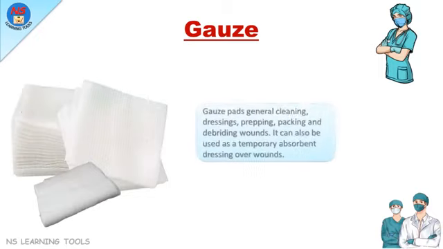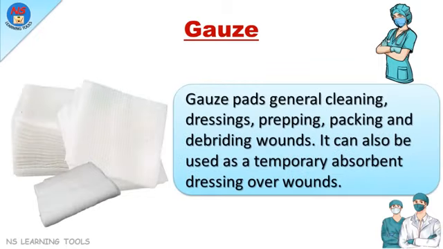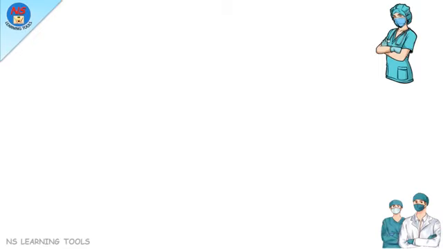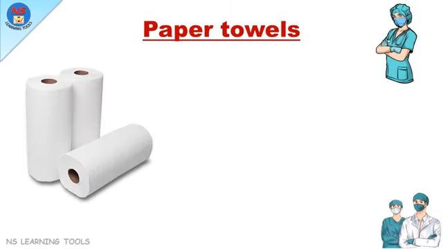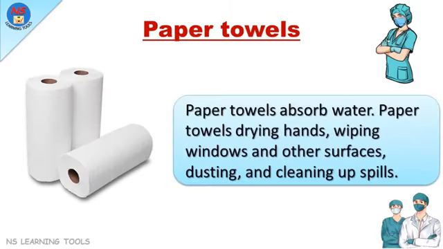Gauze. Gauze pads are used for general cleaning, dressings, prepping, packing, and debriding wounds. It can also be used as a temporary absorbent dressing over wounds. Paper towels. Paper towels absorb water. Paper towels are used for drying hands, wiping windows and other surfaces, dusting, and cleaning up spills.